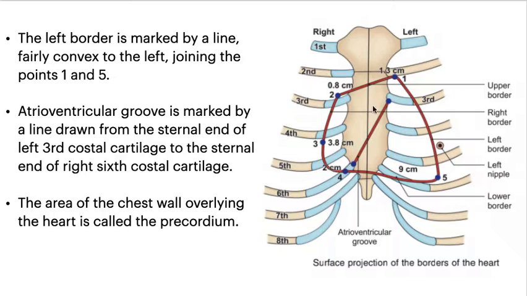The atrioventricular groove is marked by a line drawn from the sternal end of the third costal cartilage to the sternal end of the sixth costal cartilage. The area of the chest wall overlying the heart is called the precordium.